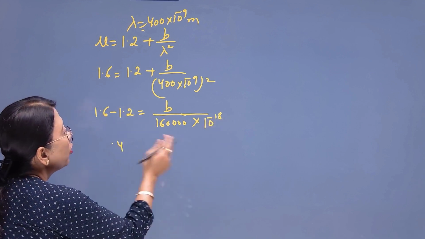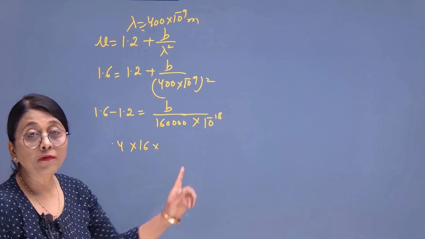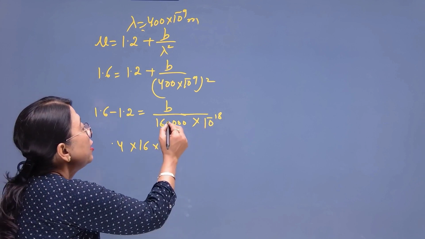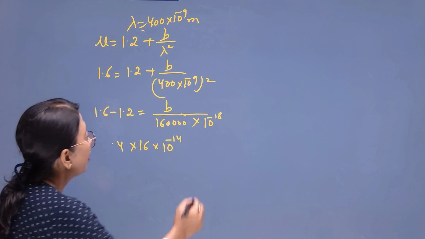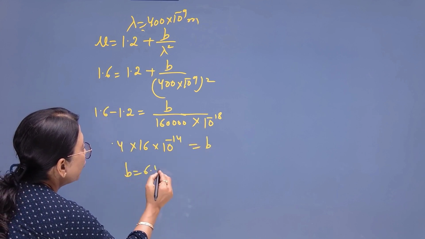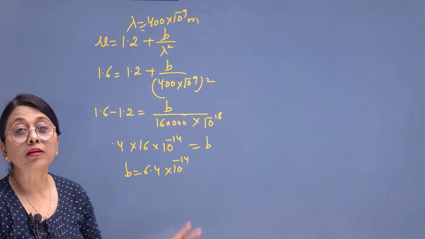This 0.4 cross multiply. This is your 16 into power, collect karo. Always remember that you have to collect the powers. 4 है, यहाँ पे 10 to the power 16 है, तो 4 0 क्या हो जाएगा? This will become 10 to the power minus 14 is equal to b. So we got the value of b as how much? 6.4 into 10 to the power minus 14. You have to write the unit also.